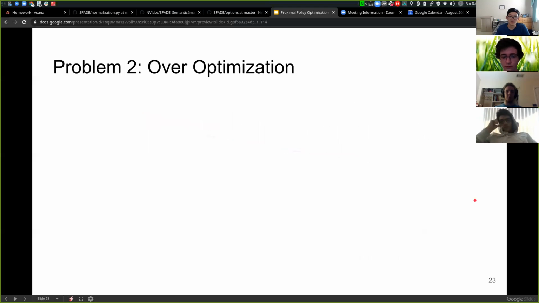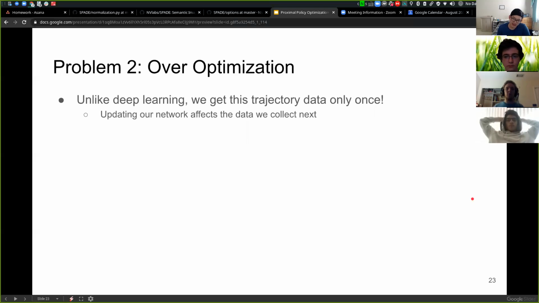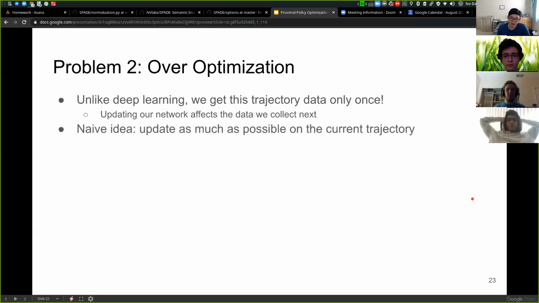Right. Cool. So that was problem 1, and we addressed problem 1 by using advantage instead. There's another problem though, problem 2, which is over-optimization. So typically in deep learning, we have our data already, right? Our data is predefined, and then we just loop over the data and optimize on it. But in reinforcement learning, for policy gradients specifically, the current trajectory that we're on, we only get that data once, because once we update our network, it affects the data that we get next. Right? So we can't guarantee that we're going to get this trajectory again. So how can we use this trajectory as much as possible?